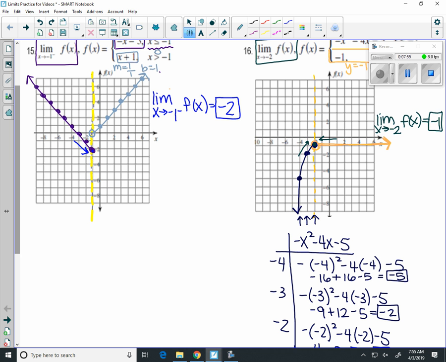Awesome. Now go ahead and try 17 and 18. They're rational functions, so you might have to do a little table work, but they're a little bit easier. All right, let me know if you have questions.